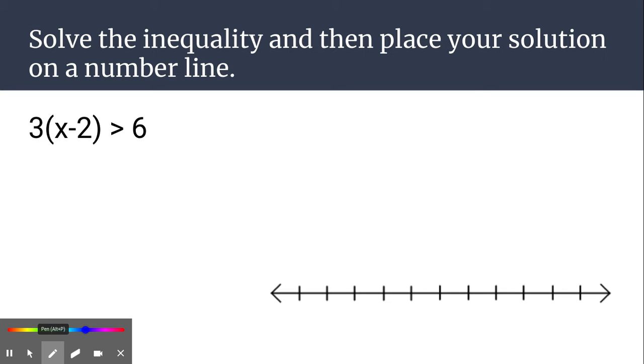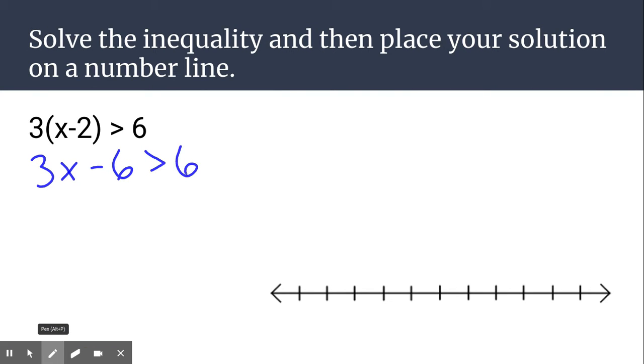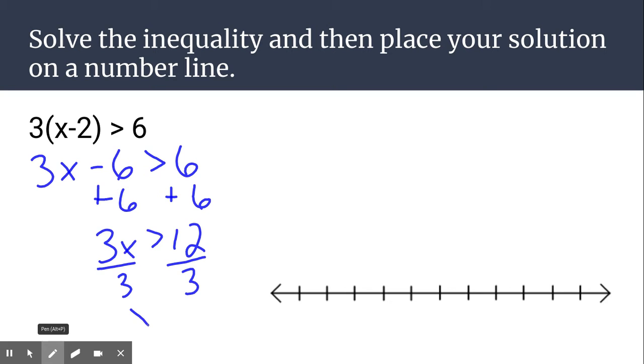So to do this, I'm going to start by distributing my 3. So I get 3x minus 6 is greater than 6. I'm going to add 6 to both sides. So I have 3x is greater than 12. And I'll divide both sides by 3. So I get a solution of x is greater than 4.